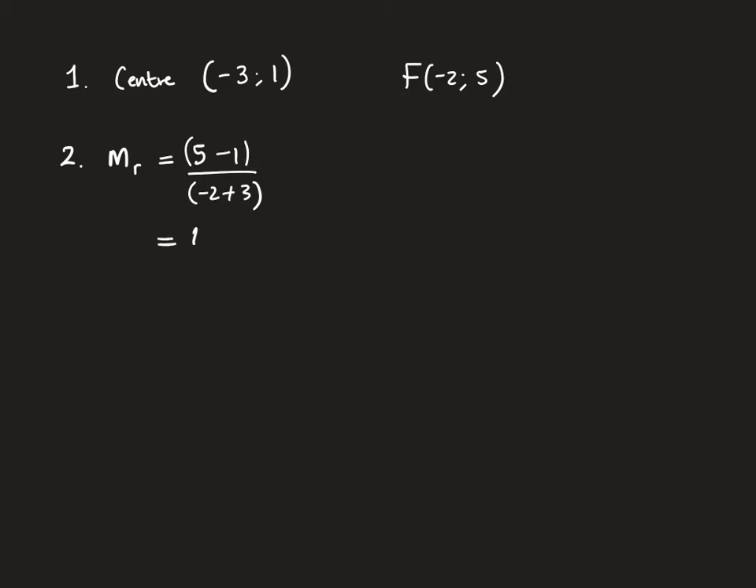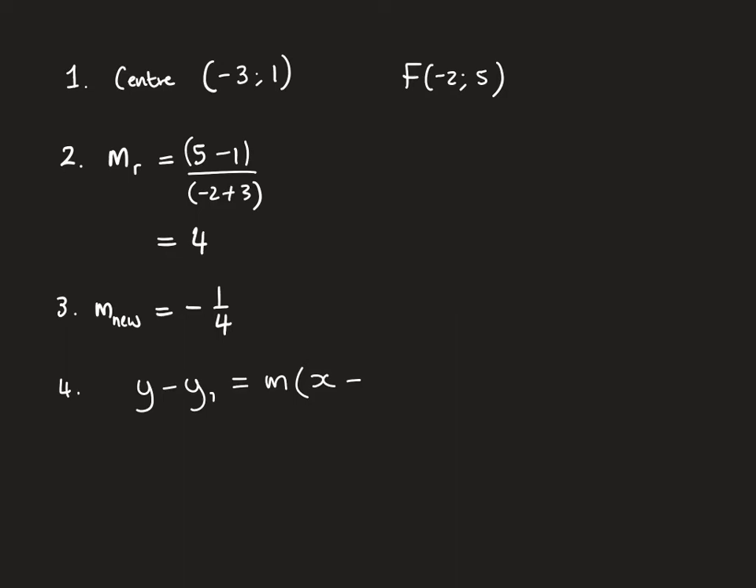And that leaves us with a gradient of 4. Step 3 then says our new gradient, which is the gradient of the tangent, will be the negative reciprocal of this number. Part 4 then says we want to solve the equation. And we already know all these components.